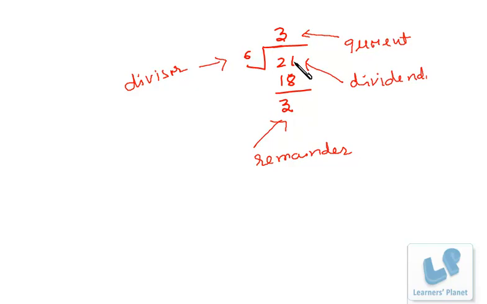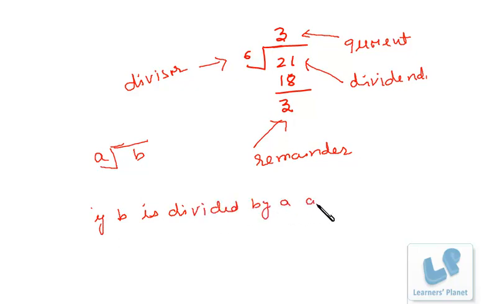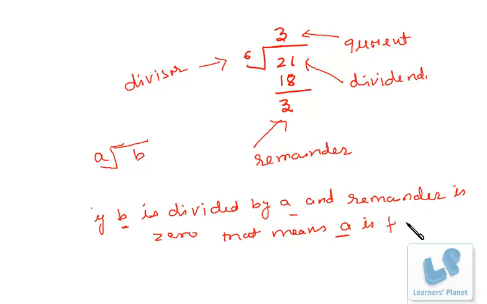If you divide any number by another number and you get the remainder as 0, that means this number is a factor of this number, right? I take a variable example. Suppose here it is B and here it is A. Now if you divide B by A, and the remainder is 0, I just write it over here. If B is divided by A and the remainder is 0, that means A is a factor of B, right? Or we can say B is a multiple of A, right?